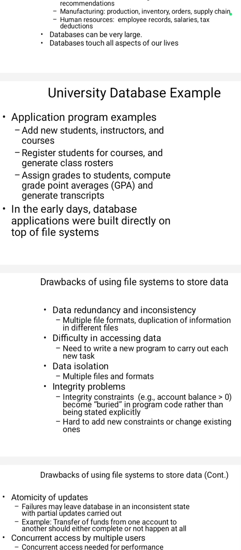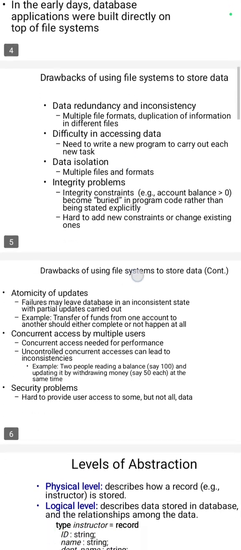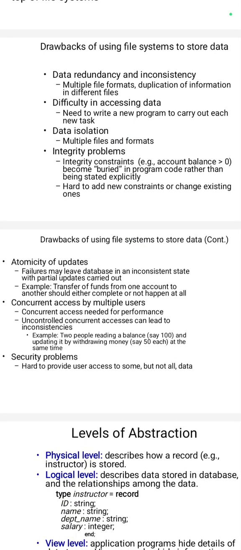Atomicity of updates. Failures may leave the database in an inconsistent state with partial updates carried out. Example: transfer of funds from one account to another should either complete or not happen at all. This is called the atomicity of the transaction. Either the transaction will be completed or it will not be completed at all.